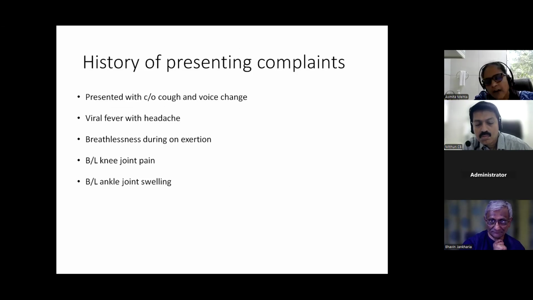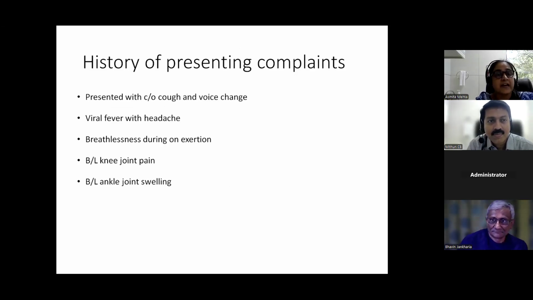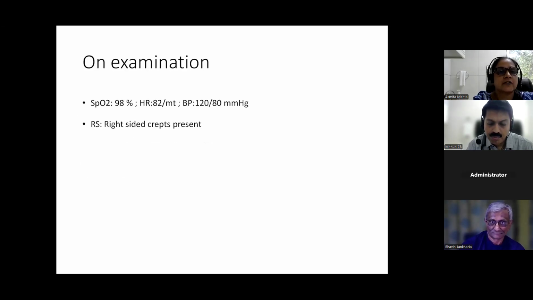All this while she has been following up with the physician and myself, and in between only the last 2 visits she is going to Dr. Mithun also. So her presenting complaint to me, why I'm presenting, is that for the last 6 months I had seen that her exacerbation and her fluctuation of PFT or other values has increased. She was very stable throughout all this while, and for the last 6 months she started developing more and more complaints. That is why we decided that we should present her. So she presented with cough and voice change, viral fever with headache. That is what happened the last time. Bilateral knee joint pain and ankle joint swelling was also there.